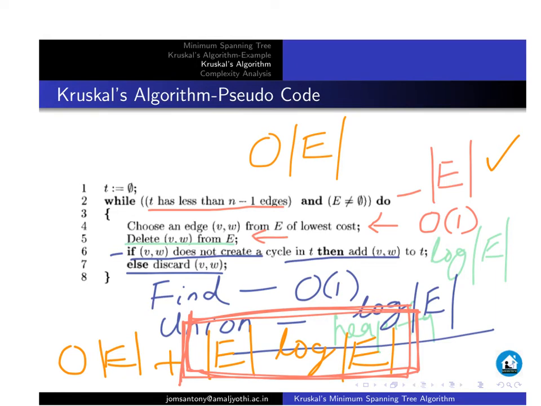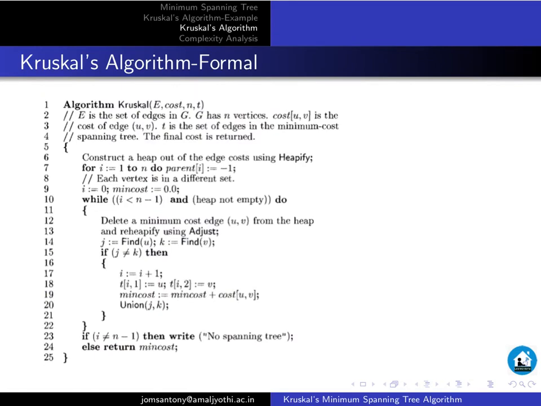We will also analyze the formal Kruskal's algorithm, where we can also prove that it will be of the order of e log e. This is a formal representation of Kruskal's algorithm. This is similar to the pseudocode that we have seen in the earlier slide. So let us analyze this.